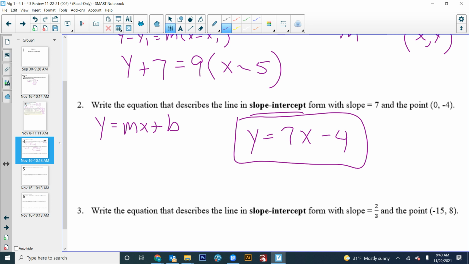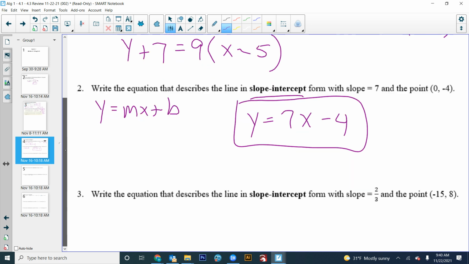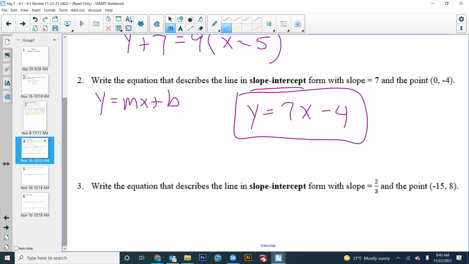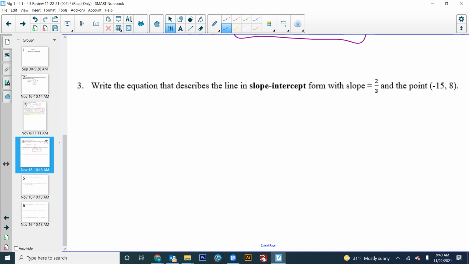Does everybody see it? All right, now let's go to 3. Same thing, slope intercept. They gave us a slope and a point, but what's wrong with this point? Is that the y-intercept? No, it's -15.8.